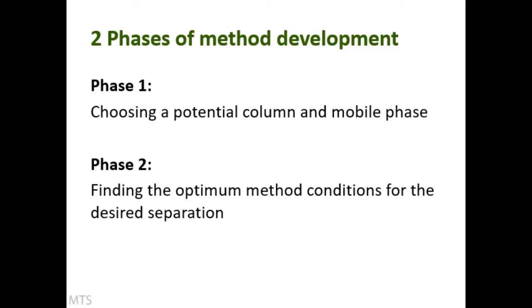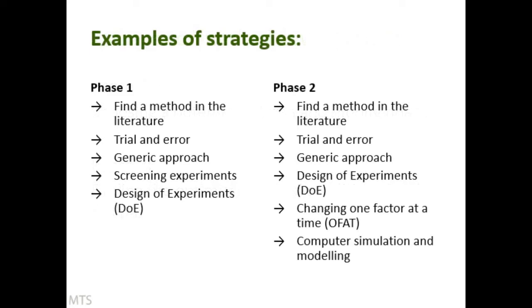So if we have a little look now at some examples of strategies that we're going to work our way through, you can see that some do go right through from phase 1 to phase 2, whereas some are just in one side or the other. So these are the ones that I've summarized for you today. First one, find a method in the literature. I think we're all familiar with that, so we'll have a look at that.